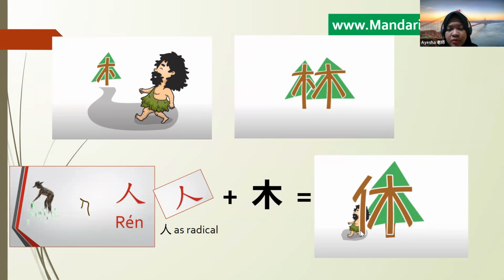Now it looks like this. Then you put it next to a tree. Then it forms a new word. Xiu. Xiu is the word for resting. So it's just a man resting under a tree. Next to a tree. Either way works. Interesting, right? Let's look at it some more.